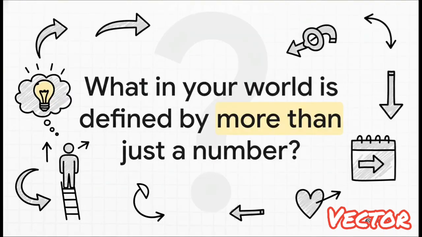And that leaves us with one final thought to chew on. An arrow is just one kind of vector that we use for physical space. But what else in your world, in your job, in your hobbies, in the way you think, isn't just a quantity, but a quantity with a direction? I bet if you start looking, you'll find that vectors are absolutely everywhere.